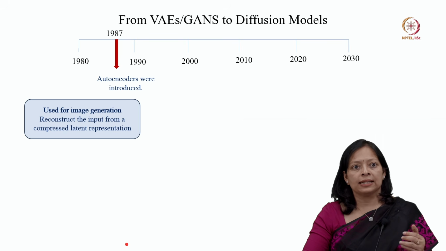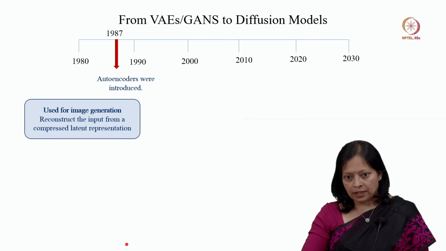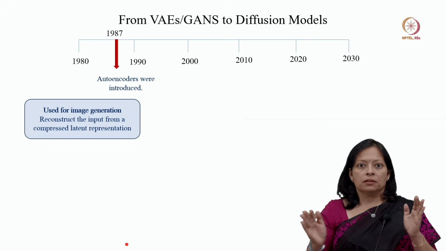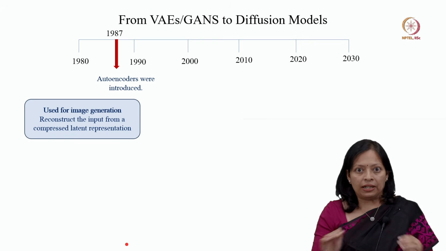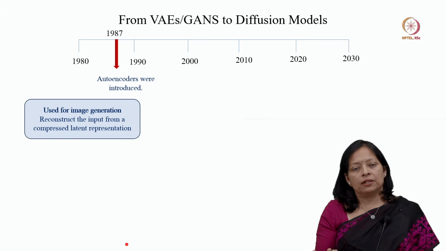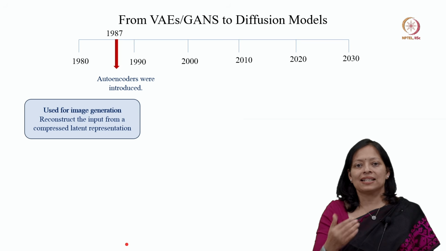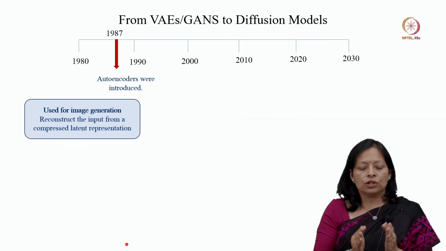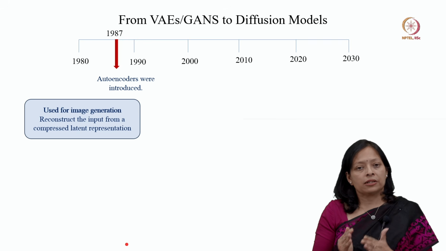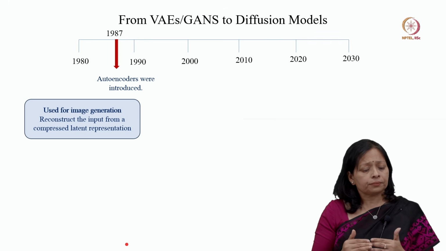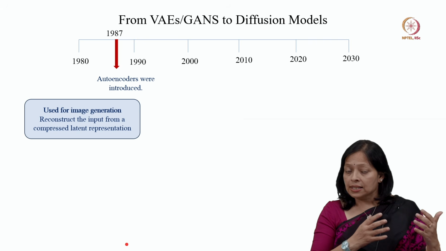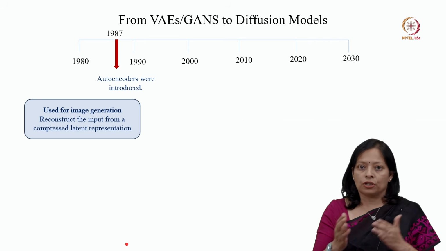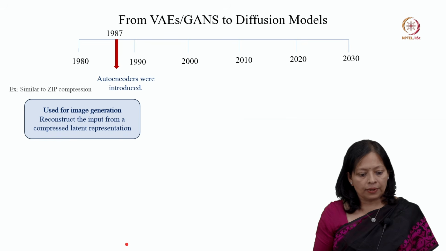An example I can give here is about a file. We have a file or a folder and we zip it, and when we unzip that folder we get the same things that we put in the file. So, autoencoders take the input, compress it into a compressed latent representation, and then reconstruct the same image from that representation. So, they are similar to zip compression.